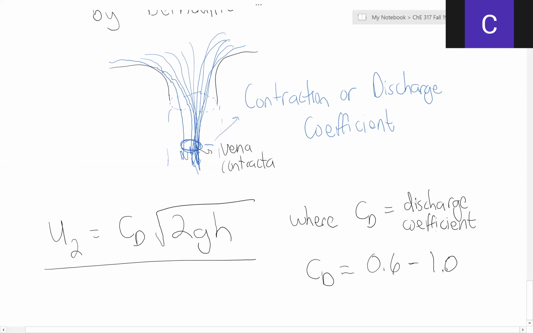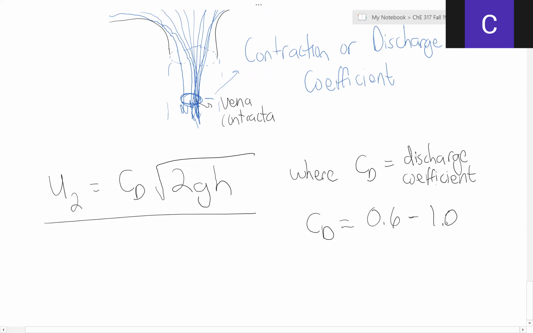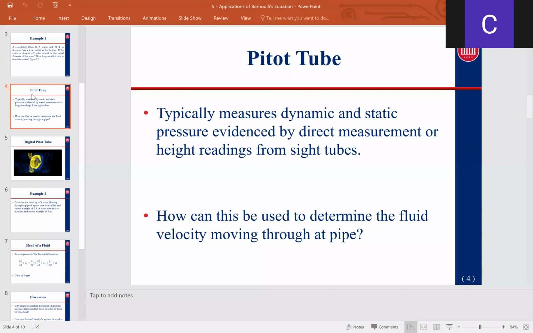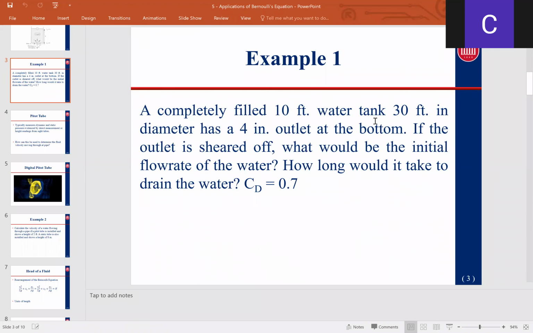So let's take a look at an example together. Let's say a completely filled 10-foot water tank, 30 feet in diameter, has a 4-inch outlet at the bottom. Why it's so small, I'm not sure. If the outlet is sheared off, what would be the initial flow rate of the water? And how long would it take to drain the water? Assuming the discharge coefficient is 0.7.